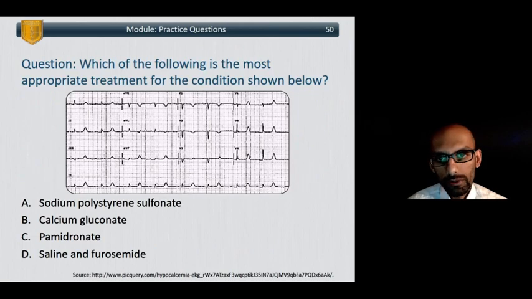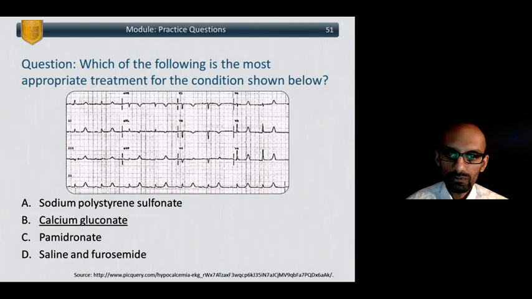Which of the following is the most appropriate treatment for the condition shown below? And again, you're going to invariably get some sort of EKG to interpret on Part 1 or Part 2 exam, or even both. They want you to be able to do this. In this case, what you see here is hypocalcemia that needs treatment with calcium gluconate or calcium chloride. The reason that's the case is you see a very prolonged QT interval, and that is highly suggestive of hypocalcemia.